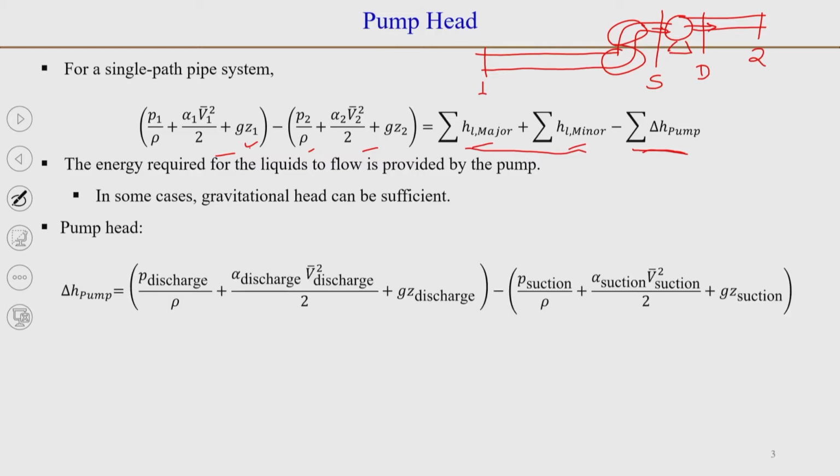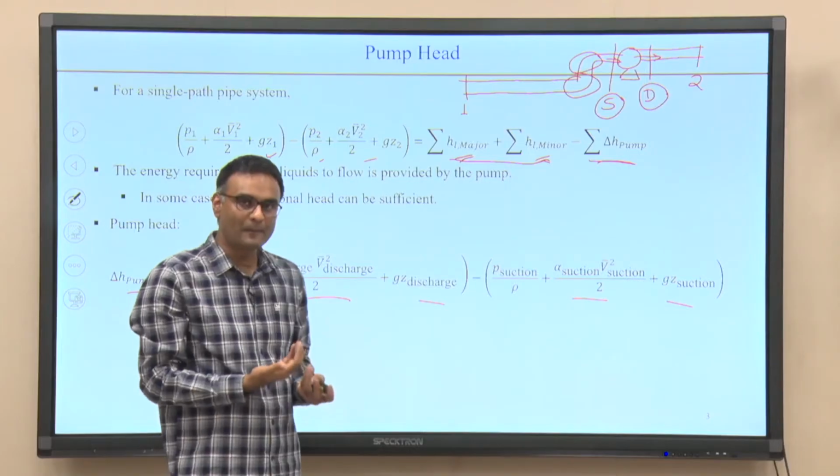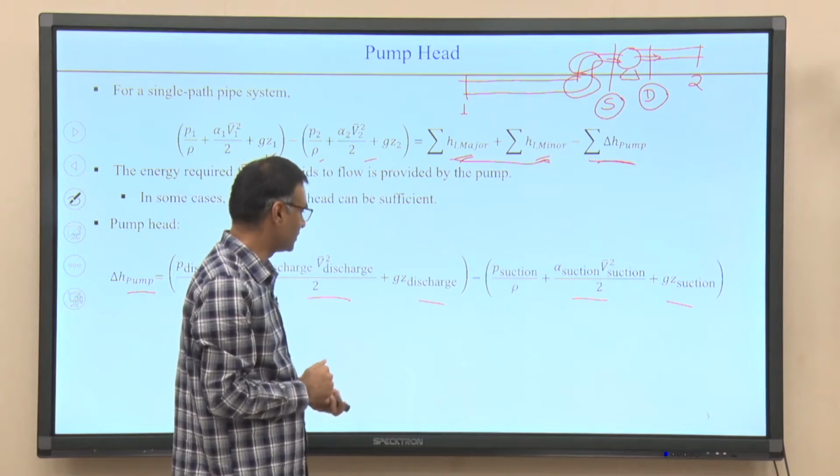Now, if we look at just the pump itself, if we take our 2 points at the suction and discharge side, then we can write down this equation. When there is suction and discharge only, there are no major losses, no minor losses, it will be delta H pump, and that will be discharge minus suction because there is a minus. So, you will have 2 minus 1. So, delta H pump is equal to the mechanical energy on the discharge side minus the mechanical energy on the suction side. So, that is the pump head, or the head that is generated by the pump.